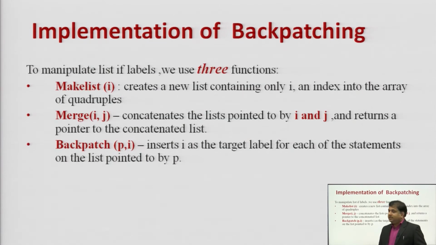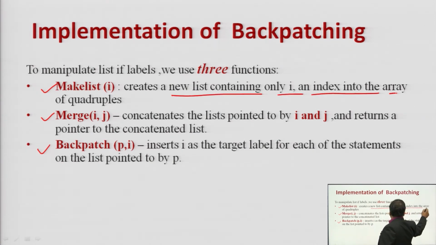For backpatching implementation, we have to prepare three functions. One is makelist, second is merge and third is backpatch. This is very easy. Makelist means I am giving an index number to each statement. Makelist(i) creates a new list containing only i, an index into the array of quadruples. In my statements, giving each statement a new number, right. We will see with the help of an example also.